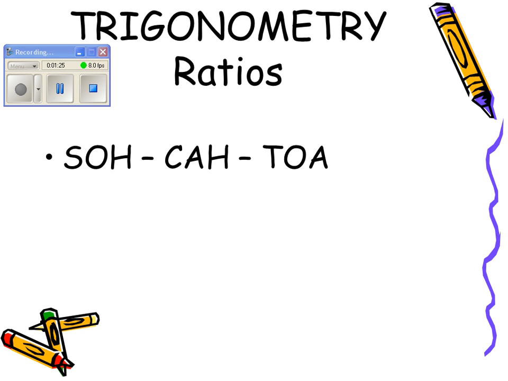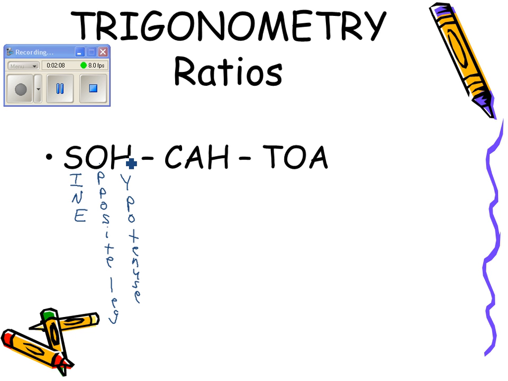SOHCAHTOA is just an easy way that somebody came up with to help you remember your trig ratios. The SOH part, first part is sine, that's the first trig ratio, and the sine is the opposite leg over the hypotenuse. So that's sine. Sine of some angle equals opposite over hypotenuse.